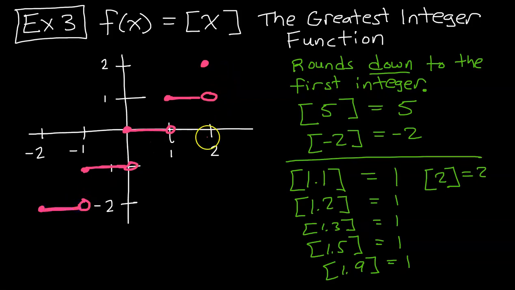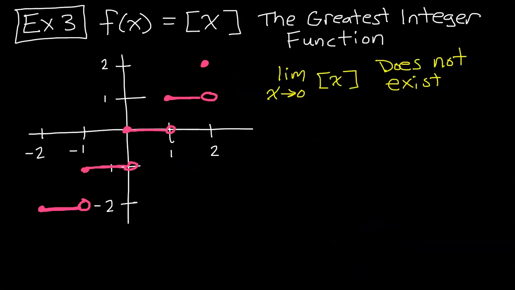So this is what the greatest integer function looks like. Here's an example of something we can say about limits. The limit of the greatest integer function as x approaches 0 does not exist. Again, for a limit to exist, it has to approach the same value from the left and from the right. So notice, as x approaches 0 from the left, we are approaching one y value. As x approaches 0 from the right, we're approaching a different y value. That's why the limit as x approaches 0 does not exist.